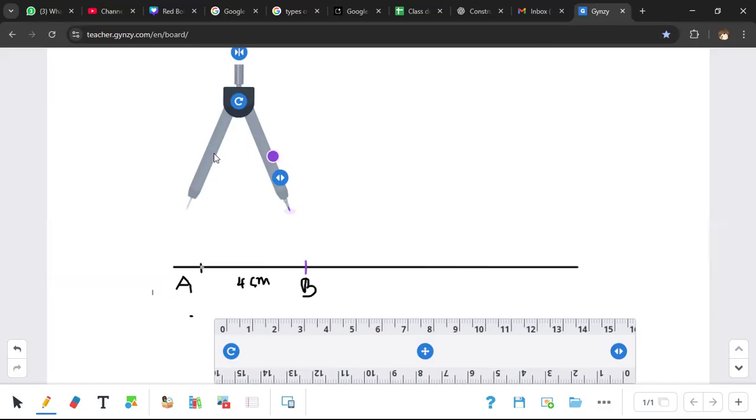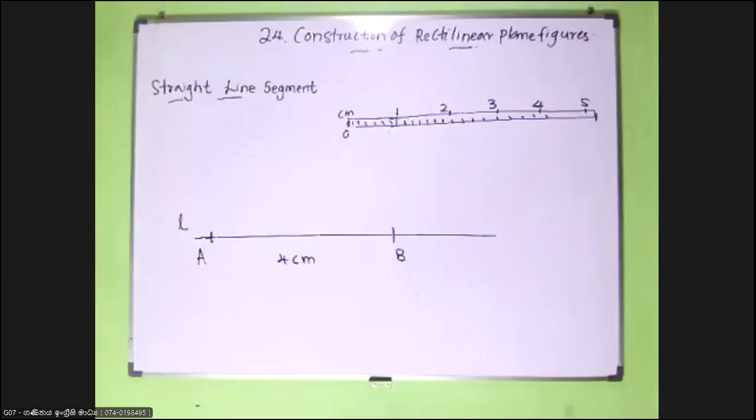Now, if you want to construct a straight line, or in your exams, if they ask you to construct a straight line, you have to do it this way. So now, example number 2. I will share the example number 2.